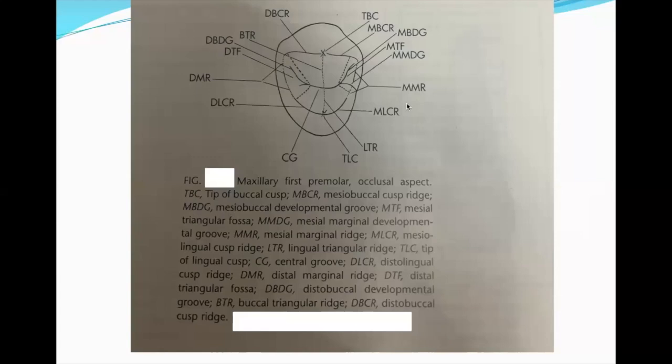So this is the picture which shows mesiobuccal cusp ridge, distobuccal cusp ridge, distolingual cusp ridge, mesiolingual cusp ridge, mesial marginal ridge, distal marginal ridge, mesial triangular fossa, distal triangular fossa, central groove, which continues as mesial marginal developmental groove.